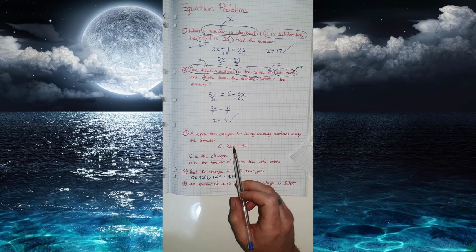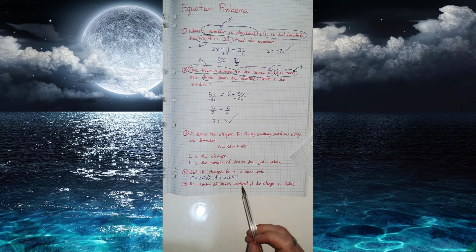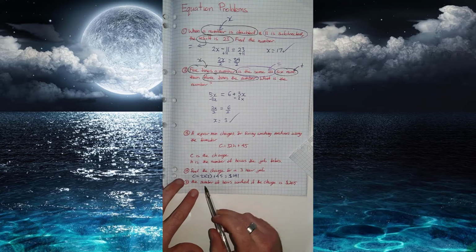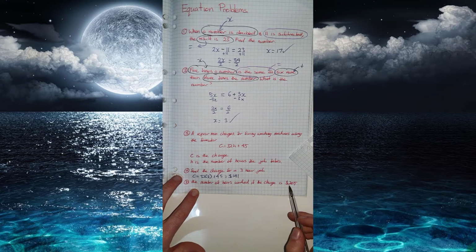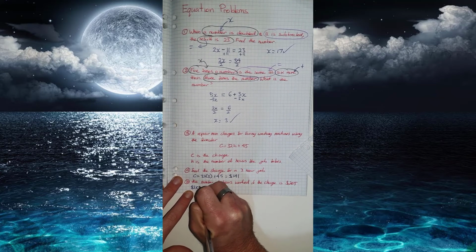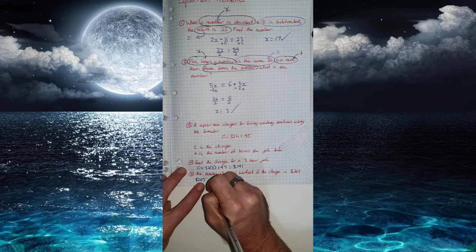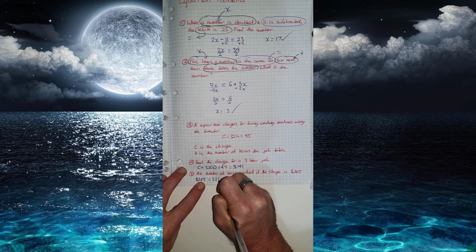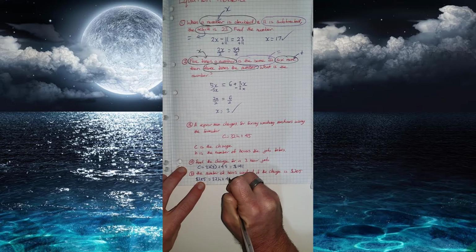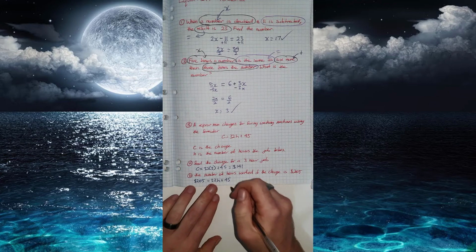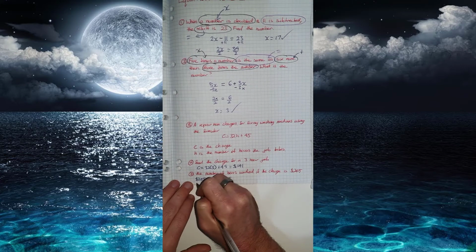Now, we may be given the hourly rate, but we also may be given the charge and have to work out how many hours he has worked. So the number of hours worked if the charge is $205. So let's write that out. So we've got the charge of $205 equals 32H, now we don't know what H is, plus 45. Now, this looks like a normal equation that we could solve. Let's minus 45 from each side.